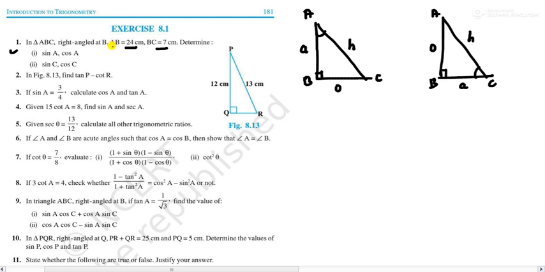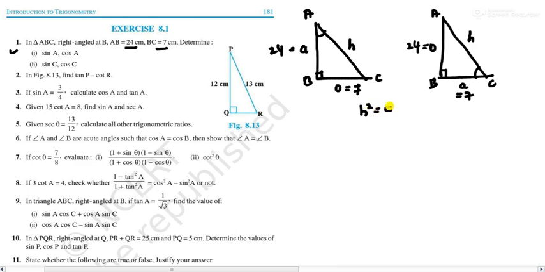Now come to the figure. AB is 24, so this is 24 centimeter. BC is 7. Again here AB is the same, you have to write the same thing, and here BC is 7. Now we need to find h. How are you going to find h? Yes, using Pythagoras theorem.